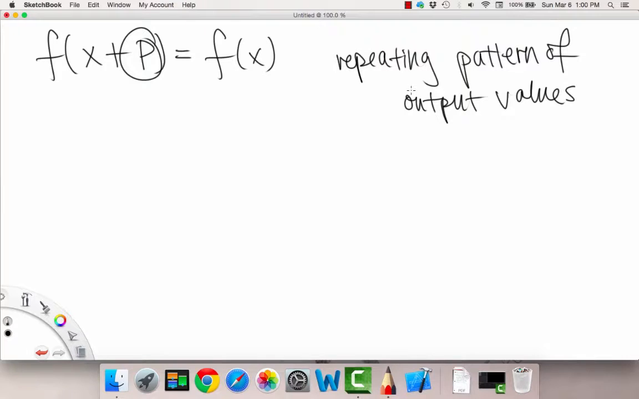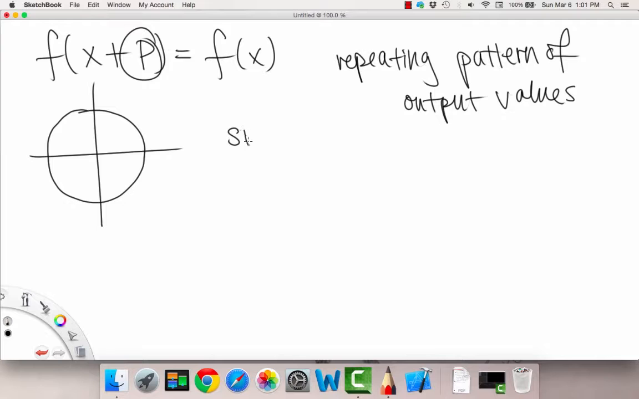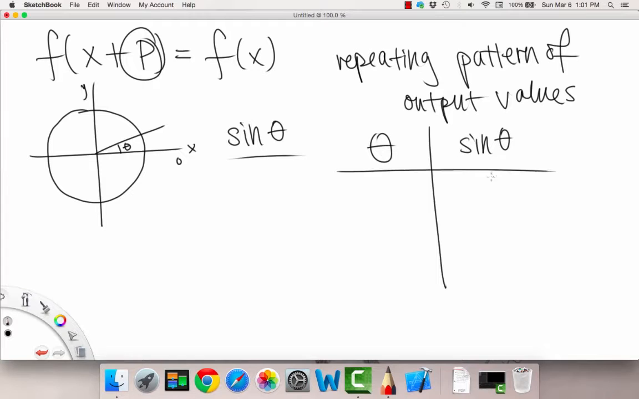So what does this mean now? This is really confusing, but let's take a look at the unit circle. Let's say we have our circle and here are our quadrants. Let's see if we can find a pattern where you put in a certain input and get out a certain output, and then the pattern repeats over and over. Let's say we look at sine of theta, where theta is your angle measured from the horizontal x-axis. Let's look at a chart of what our values look like. As theta changes, how is sine theta changing?